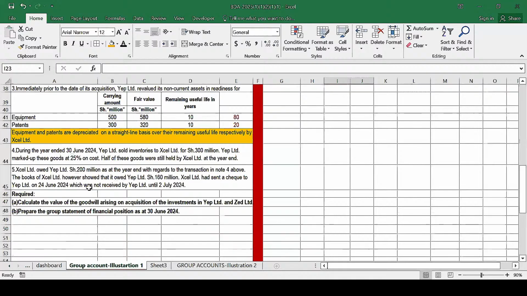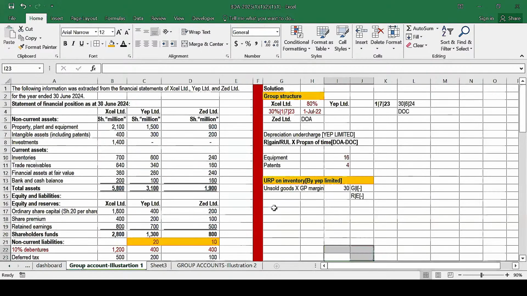Finally, we are told the parent company owed the subsidiary 200 million as at the end of the year. With regard to the transaction in note number 4 above, the books of the parent, however, showed that it owed the subsidiary 160 million. The parent had sent a check to the subsidiary on 24th June 2024, which was not received until 2nd July. So automatically the amounts of intercompany debt are not equal, similar to the other question we did yesterday.